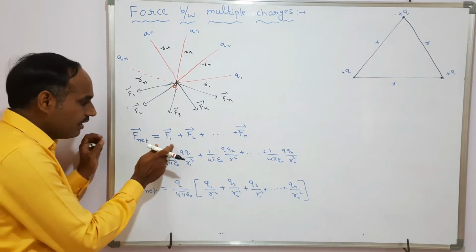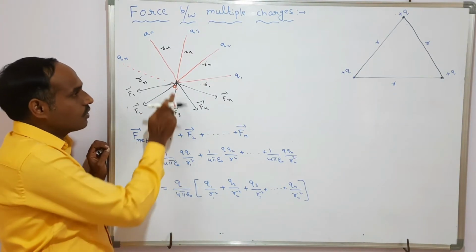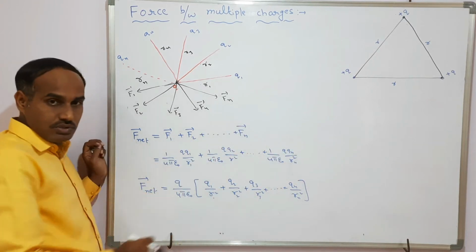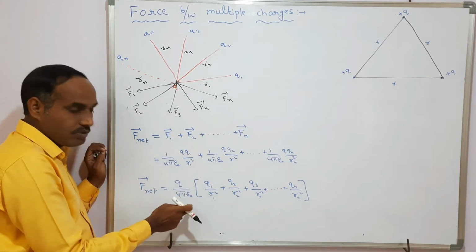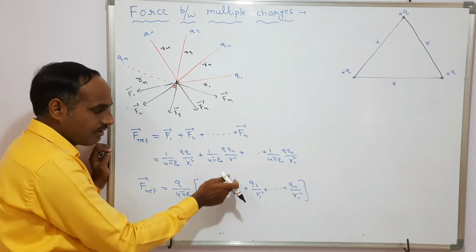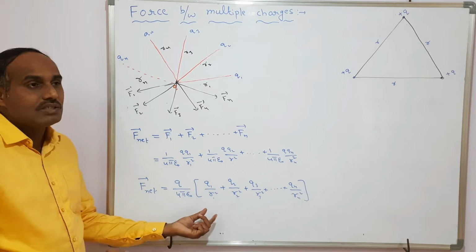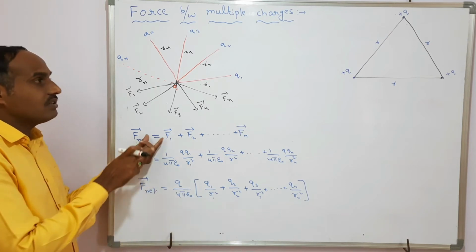And according to that, F1 bar is equal to 1 by 4 pi epsilon Q Q1 by R1 square, like Q Q2 by R2 square, depending on the number of forces. Here Q and 1 by 4 pi epsilon are common, so we can write Q1 by R1 square plus Q2 by R2 square and so on. So this is not the addition of forces, it is the vector addition of forces.